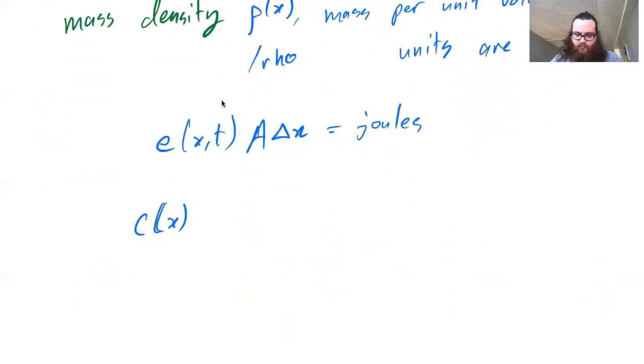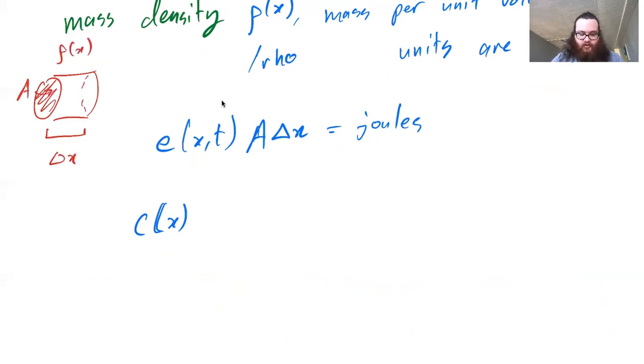here, let me draw a picture. So if we have a thin slice right there, this has area A, this distance is delta x, and we have a notion of density, right? How much mass per volume. So assuming that the mass density is constant in this small region, the total volume here is going to be mass density times volume. That's going to give us the total mass.